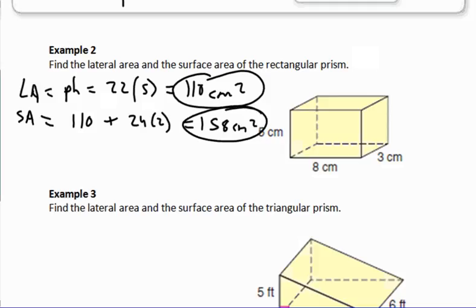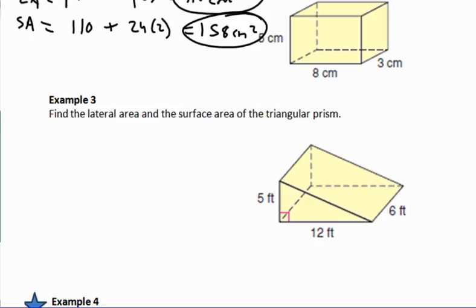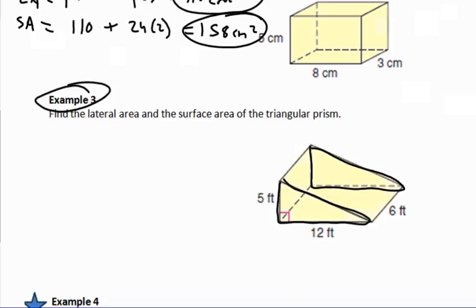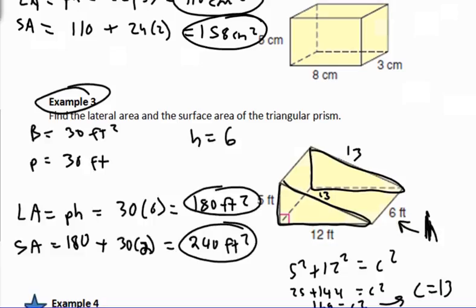Why don't you try that in example 3 here. Find the lateral area and the surface area of the triangular prism. And note, the bases are the ones that are parallel and congruent. So this is one base, and this is another base. So go ahead. Finding those two things, I first had to find the area of the base and the perimeter of the base, because those two things help.